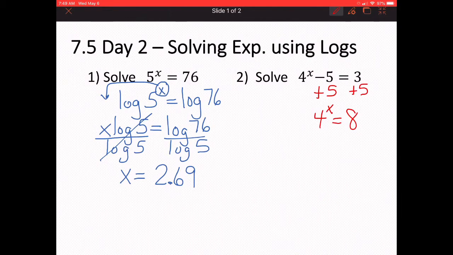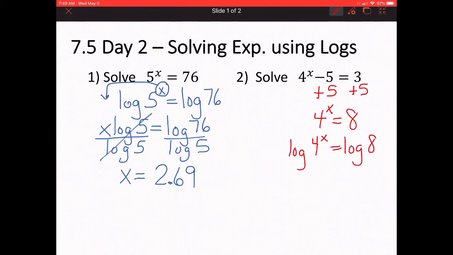But I want to let you know that we can actually use the logs, even if we could change the bases so that they're the same, right? Because 4 is 2 squared and 8 is 2 to the third. We can still use this log method. So let's give it a try. So log in front of both sides. So log of 4 to the x power equals log of 8.